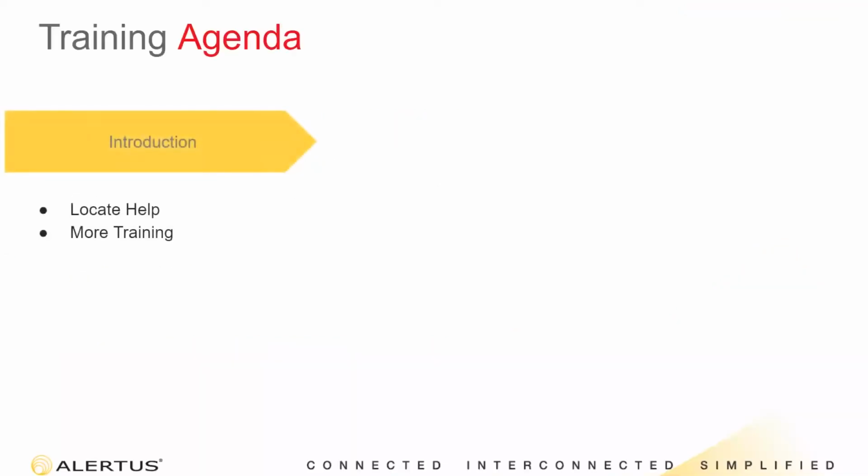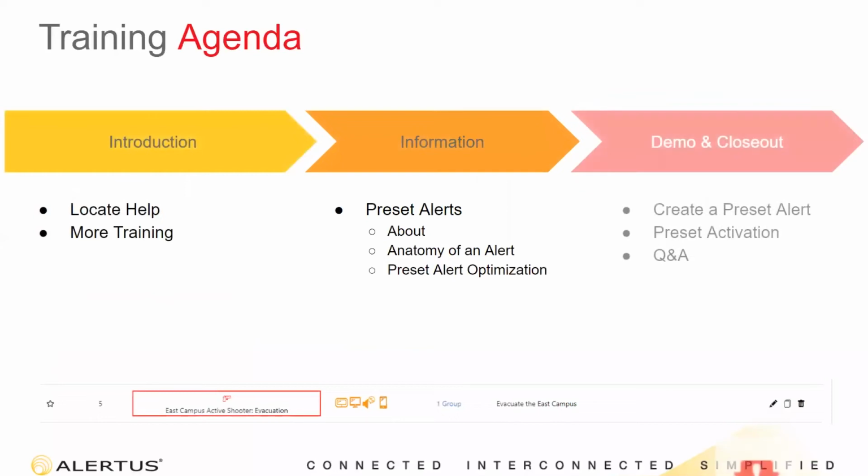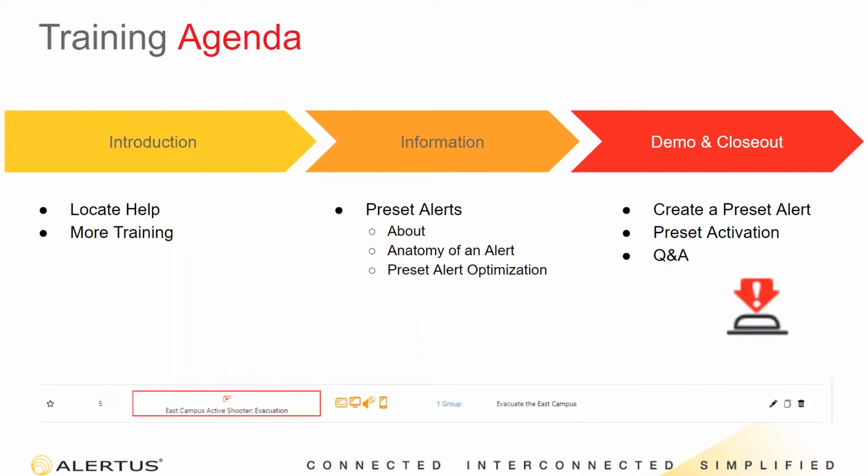So before we jump in, let's go over what we're going to cover. First and foremost, I'm going to show you where you can locate help and training materials in case you need to access it outside of a one-on-one training that you have scheduled with us. Then we'll jump into some information about what preset alerts are, the anatomy of an alert so that you understand all of the parameters that are necessary to create a preset alert. And I'll show you some ways that you can optimize your preset alerts in the future.